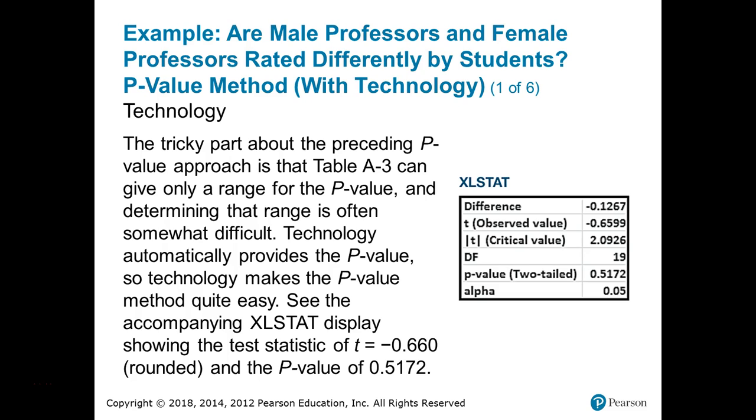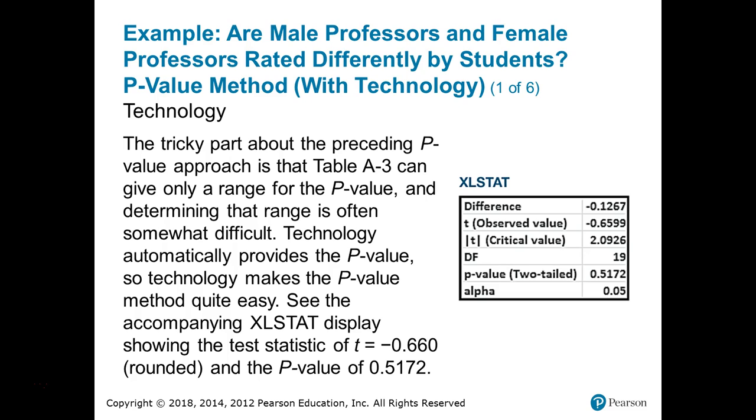The tricky part about the preceding p-value approach is that table A3 can only give you a range for the p-value, and it can often be difficult. Technology automatically provides the p-value, so technology makes the p-value method quite easy. I'm sure none of you will actually type in those complicated formulas. I'm sure you just use this method, but I like to show you the without technology method just so you know where these values are coming from.